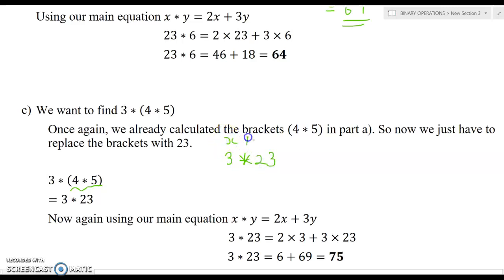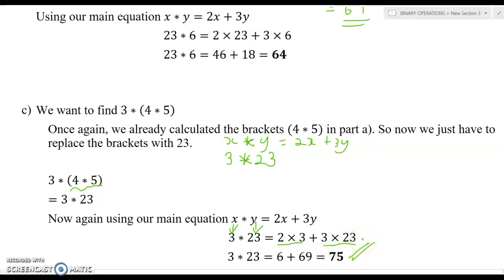Remember, the main equation is x star y is equal to 2x plus 3y, right? And I wrote it down here. So the x is being replaced by 3 now. The y is being replaced by 23. So wherever I see x, I put 3. So 2 times x plus, wherever I see y, I'm going to put 23. So 3 times y, which is 3 times 23. And when I simplify, I get 6 plus 69. And 75 is my final answer.